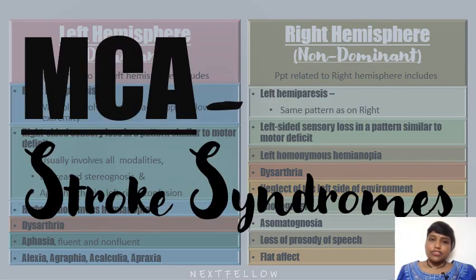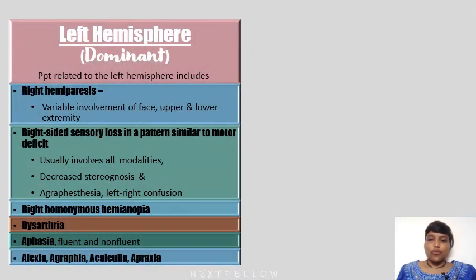Middle cerebral artery syndrome is due to occlusion of the middle cerebral artery. Middle cerebral artery mainly supplies the superolateral part of the cerebral hemisphere, and symptoms will vary depending upon whether the dominant hemisphere or non-dominant hemisphere is involved. In case of the dominant hemisphere, there will be right hemiparesis with involvement of face, upper limb and lower limb. Face and upper extremity are involved more when compared to the lower extremity, because the lower extremity is more involved in case of anterior cerebral artery occlusion.